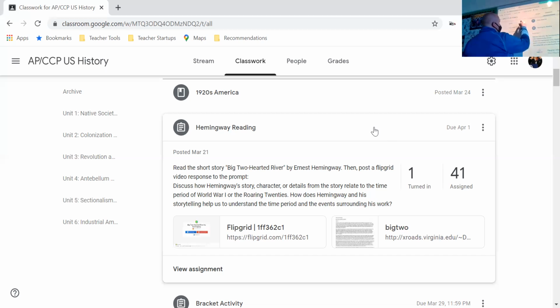Big Two-Hearted River is going to be a statement about World War I and the Roaring Twenties. And I'm going to give you background on Hemingway. World War I had just happened from 1914 to 1918, if you remember from your world studies.